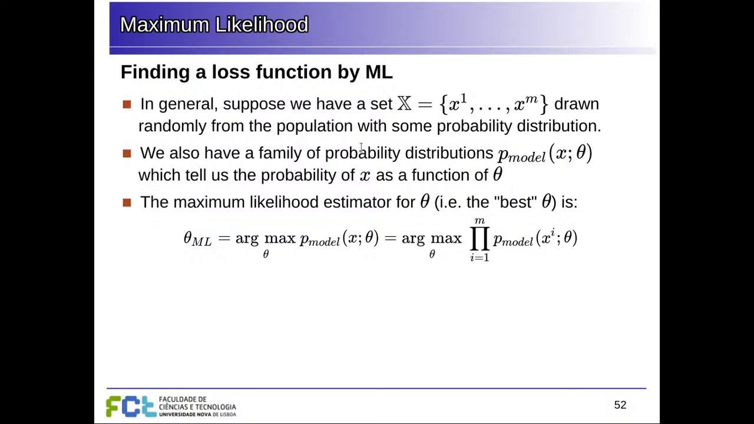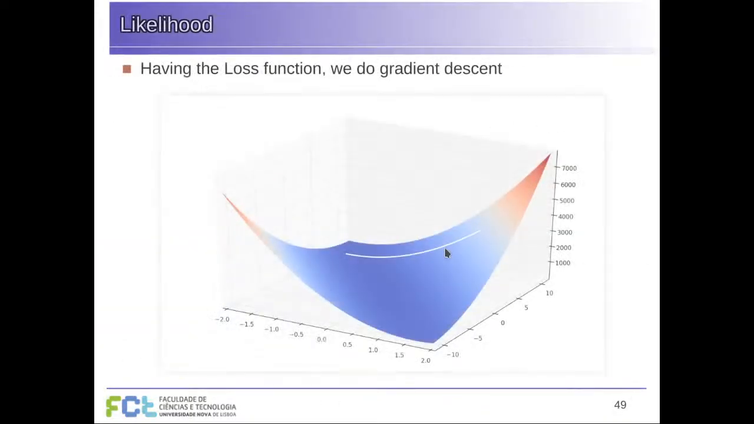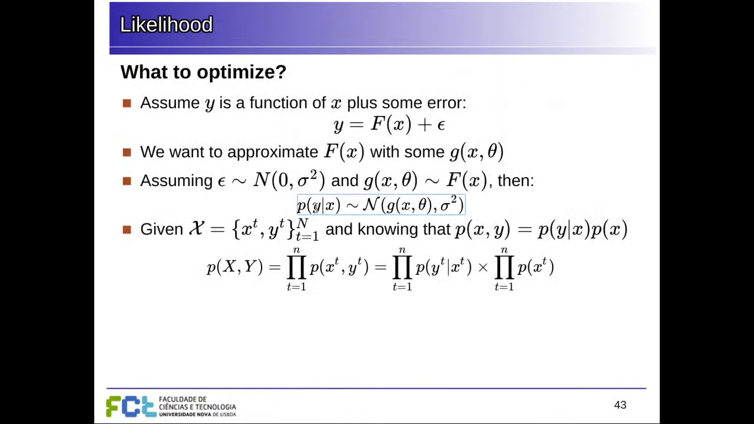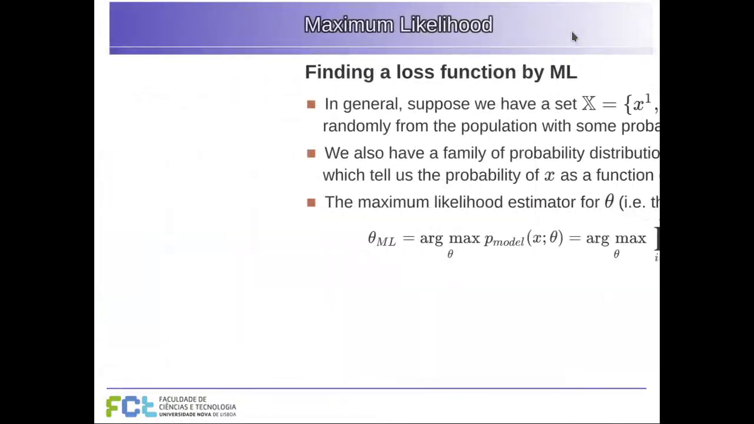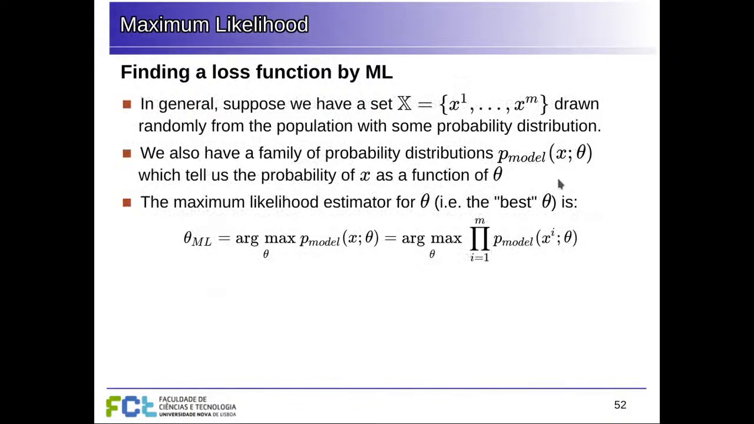Now, we also have a family of probability distributions that is given by our model. For example, in linear regression, we had these probabilities of having some particular value y associated with x that was given by this normal distribution around the predictions of our approximation. So basically, we have in our model some way of estimating these probabilities for the data, depending on how we adjust the parameters. So this is a family of probability distributions, and each one is instantiated when we instantiate the parameters of our model.